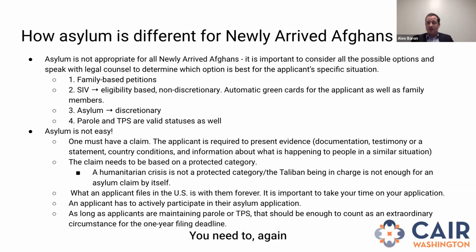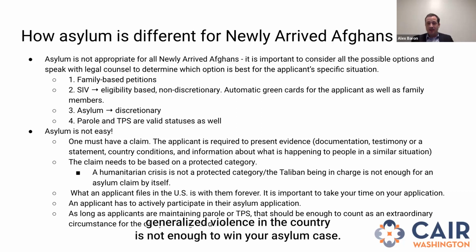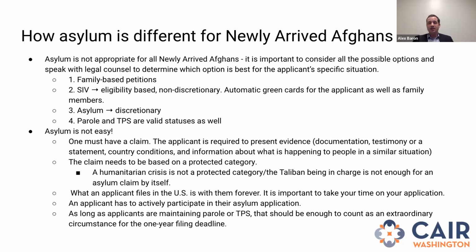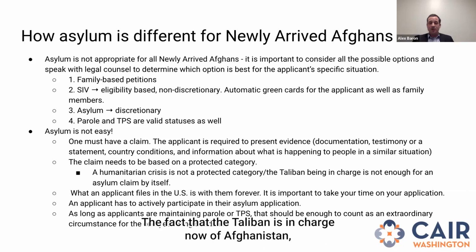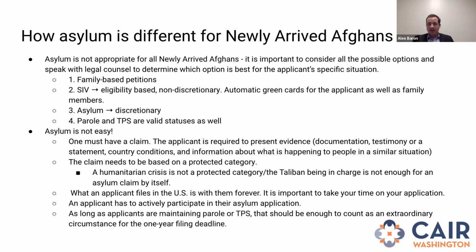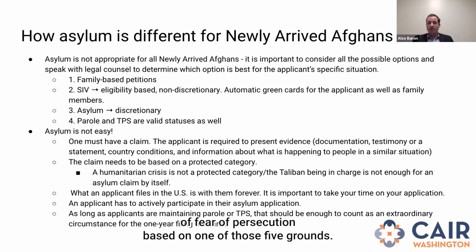You need to, again, express a claim of fear of persecution based on one of the 5 protected grounds. And once again, generalized violence in the country is not enough to win your asylum case. A humanitarian crisis in the country is not enough to win your asylum case. The fact that the Taliban is in charge now of Afghanistan, that fact alone is not enough to win your asylum case. You need to express your claim of the fear of persecution based on one of those 5 grounds.